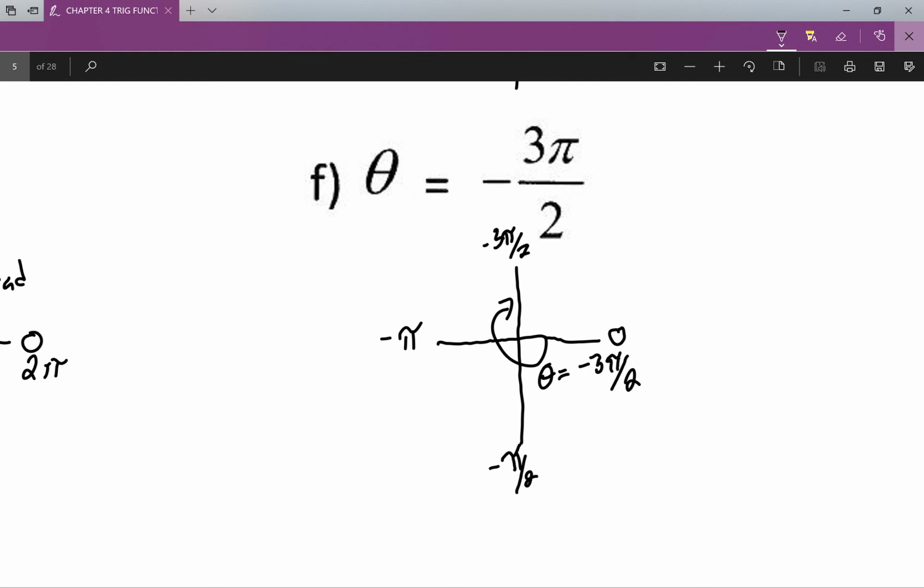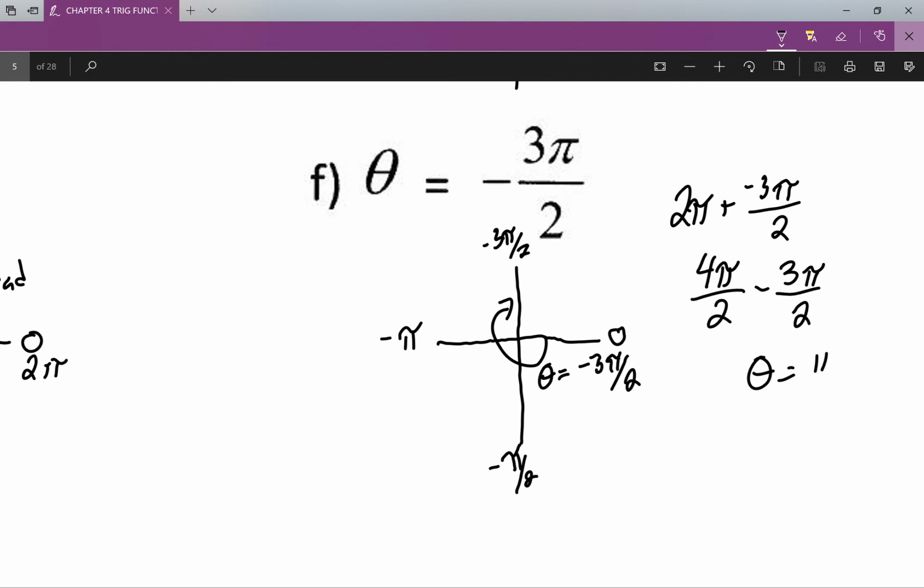Subsequently, since we know the entire rotation is 2 pi, if I went 2 pi plus negative 3 pi by 2, which would give me 4 pi over 2 minus 3 pi over 2, that could also tell us that theta would equal pi by 2. So right here, what we could also get is theta equals pi by 2.